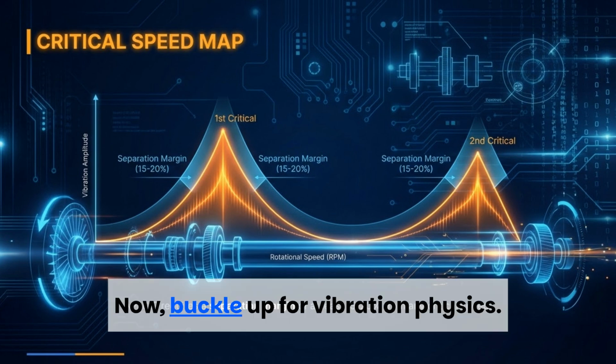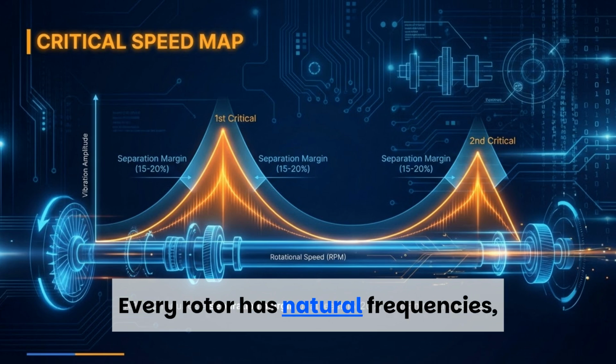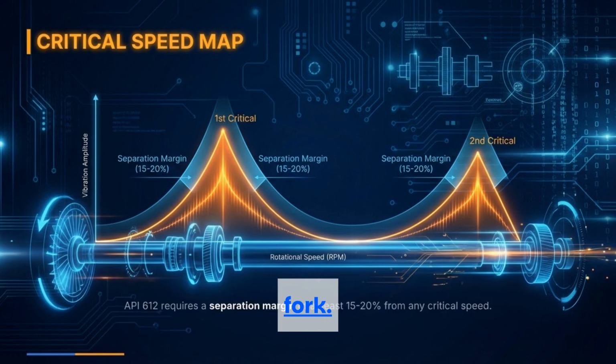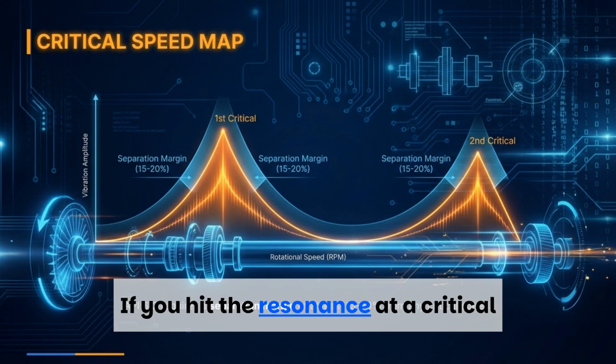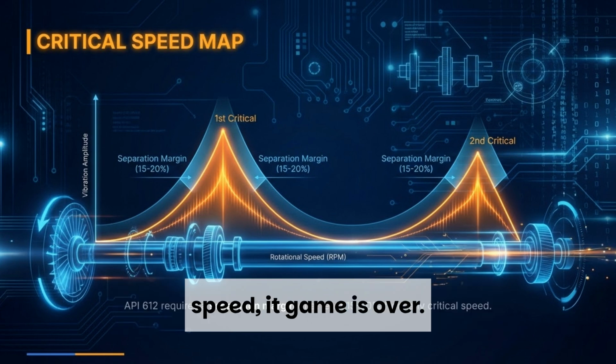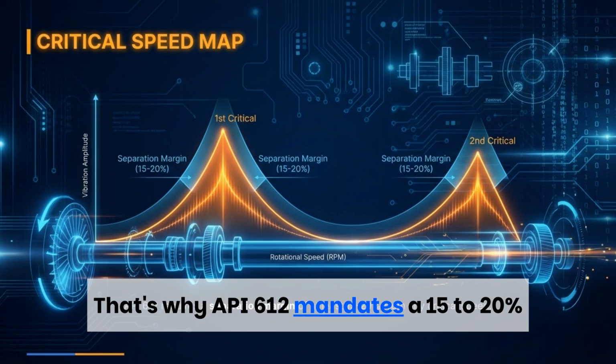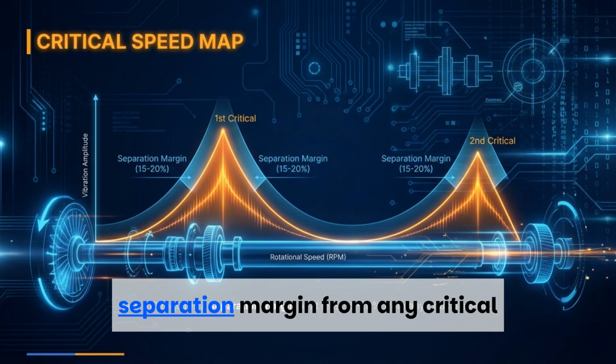Now, buckle up for vibration physics. Every rotor has a natural frequency, speeds where it wants to shake like a tuning fork. If you hit the resonance at a critical speed, the game is over. That's why API 612 mandates a 15 to 20% separation margin from any critical speed.